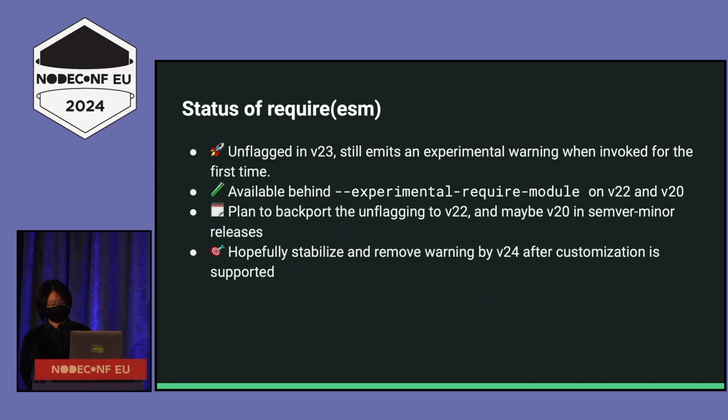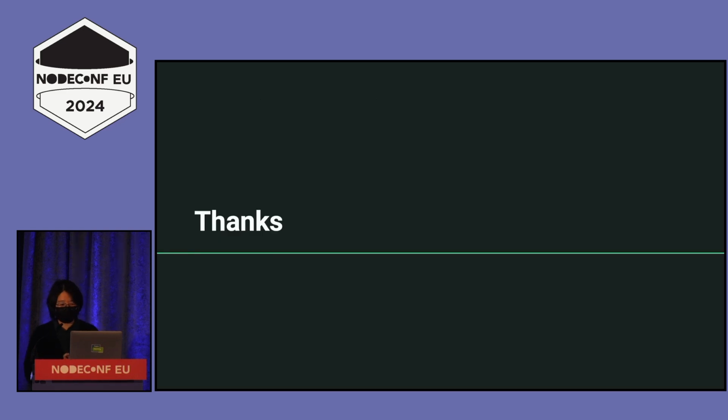So finally, this is where we are now. Require ESM is currently available by default on 23 as an experimental feature, so it currently emits a warning when being invoked for the first time. It's available behind a flag on 22 and 20. We plan to backport the unflagging as a semver-minor. We are also aiming to stabilize it by 24 after customization is supported. Then we'll be able to remove the warning on 24 and earlier versions. So thanks for staying with me.